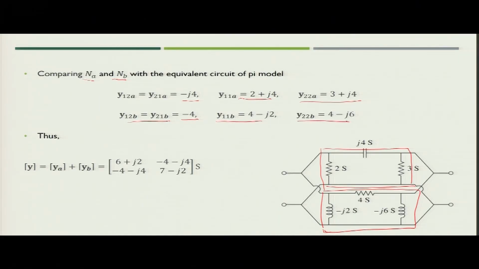Now, we have got Y parameters of the individual sub networks. What we can do is find out the Y parameters of the overall network as the summation of the individual Y parameters. So, when you sum up the individual parameters, we get Y11 as 6 plus J2, Y12 is equal to minus 4 minus J4, Y21 also equal to minus 4 minus J4 and Y22 equal to 7 minus J2. All these will be in Siemens because these define the admittance.